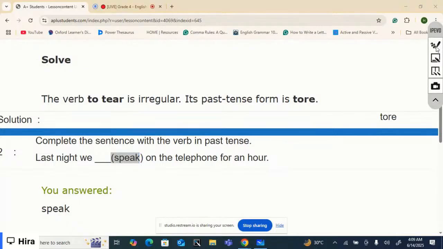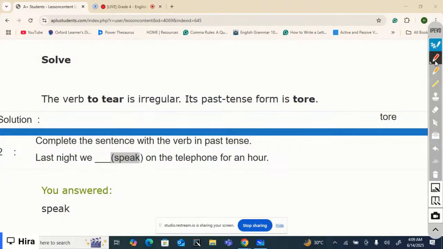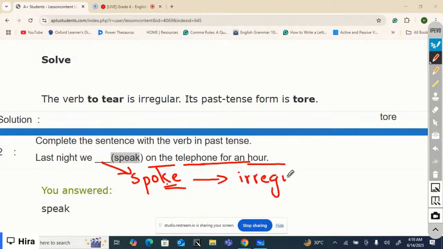Well, let me tell you. The past tense of speak is spoke. Last night we spoke on the telephone for an hour. So spoke, speak, and this word spoke. This is irregular past. It does not follow the rule. It's a new spelling, and we have to remember it.